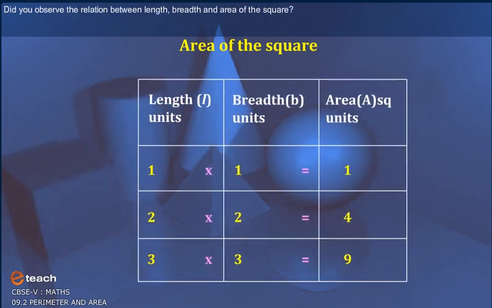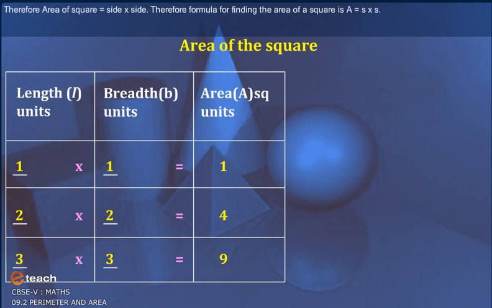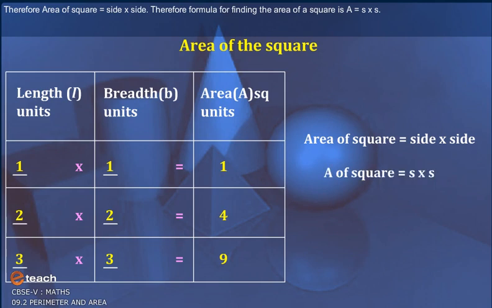Did you observe the relation between length, breadth and area of the square? Area of a square is the product of length and breadth. Sides of the square are equal. Therefore, area of the square is equal to side into side. Therefore, the formula for finding the area of a square is A is equal to S into S.